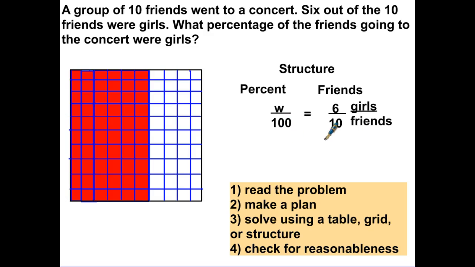So using my structure, I look at what did I do with the 10 to get 100. And I'm going to write my structure again. I'm going to put my factor box here.